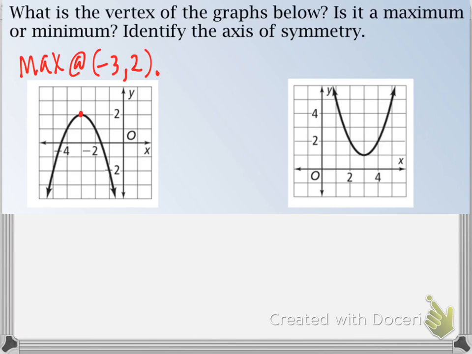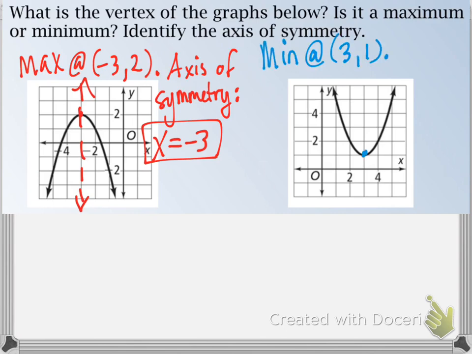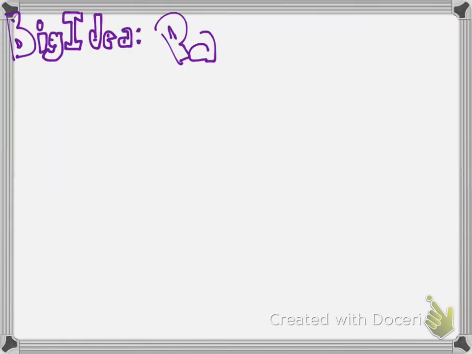So, where's the vertex? It's a maximum at negative 3, 2, and the axis of symmetry always goes through the vertex. So it's a vertical line, which means it's an x equals equation, so it's x equals negative 3. Similarly here, the vertex is a minimum because it's the lowest point at 3, 1, and x equals 3 is the axis of symmetry. It's not actually part of our graph, but it's the imaginary line that goes through it.